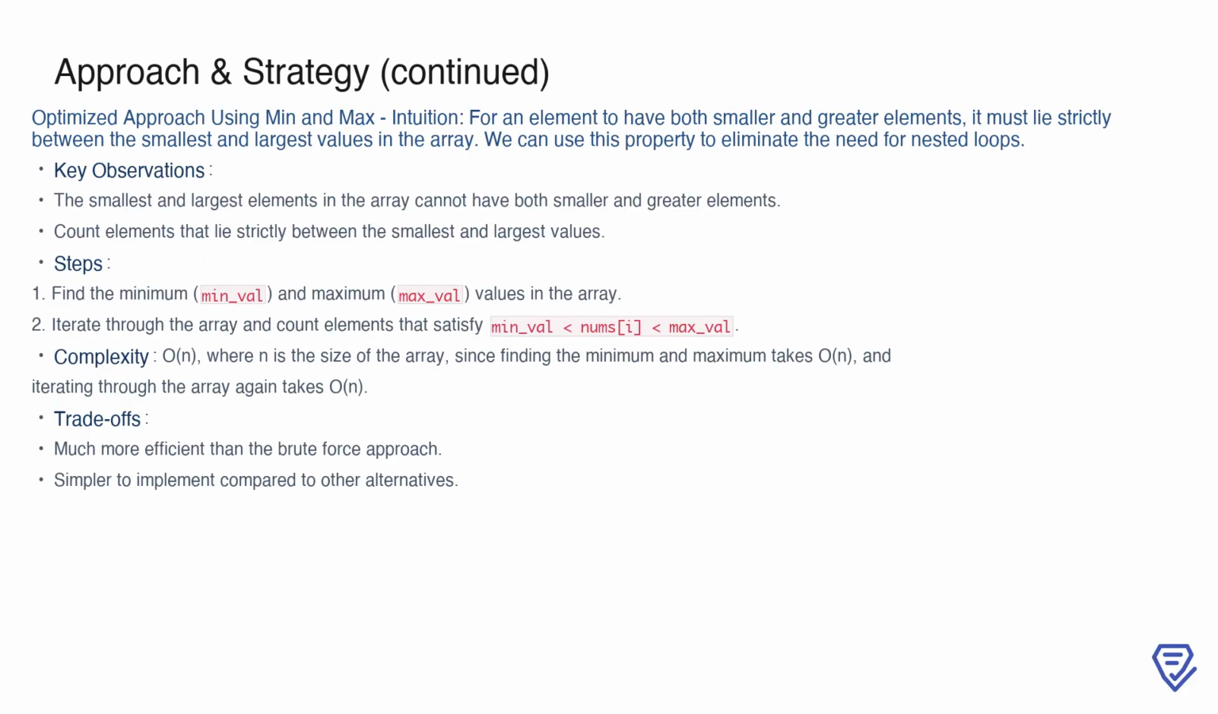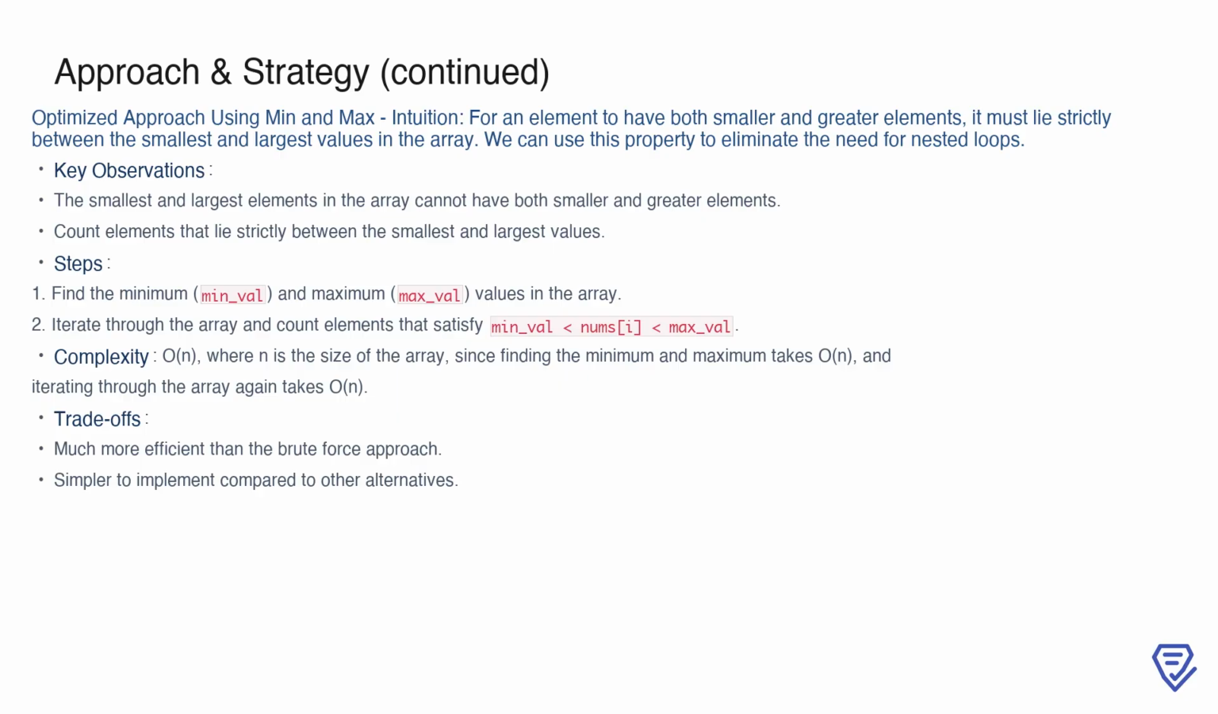A more efficient approach leverages the observation that an element can only have both smaller and greater elements if it lies strictly between the smallest and largest values in the array. Using this insight, we can eliminate the need for nested loops. First, we find the minimum and maximum values in the array. Then, we iterate through the array once more to count the elements that are strictly greater than the minimum and strictly less than the maximum.